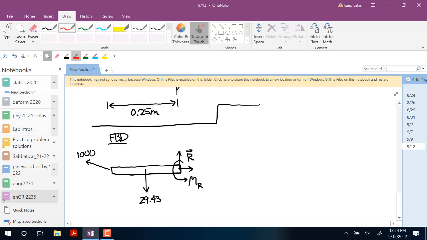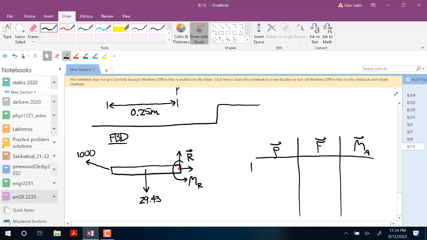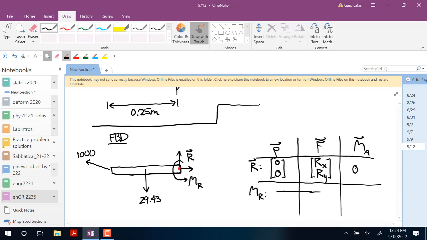And I'm going to do the same thing with the about point I did before, put it right there with unknown forces. And now I'll fill out this table. So first, the force R: the about point, the row vector is 0. Force vector is Rx, Ry. Moment is 0. Second, I'll do the reaction moment. For a couple, we don't care about the row vector or the force. I mean, we would care about the force, but it's always 0 because that's what a couple means. And the moment is just the variable MR.